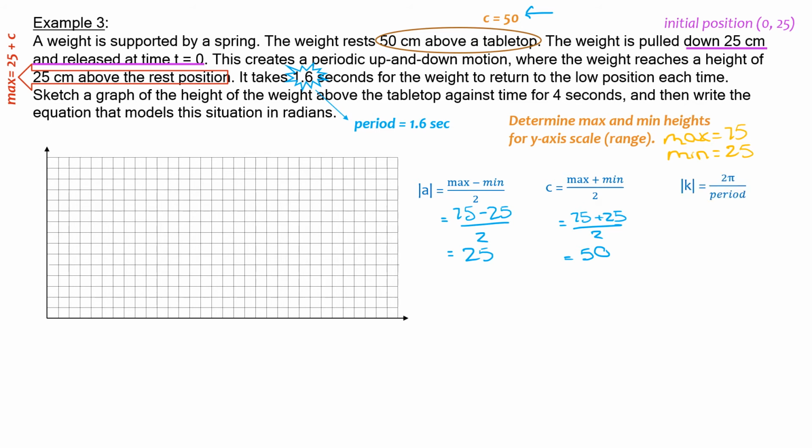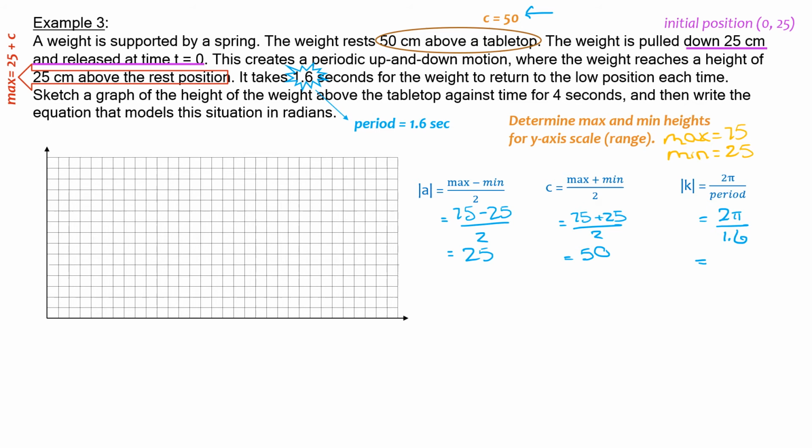And the K value. So we know the period is 1.6, but that's not the K value. The K value also has got to be positive. So our K value is 2 pi divided by our period. And our period is 1.6. We got a problem here with decimals and fractions. That's not good. So we're going to simplify this.